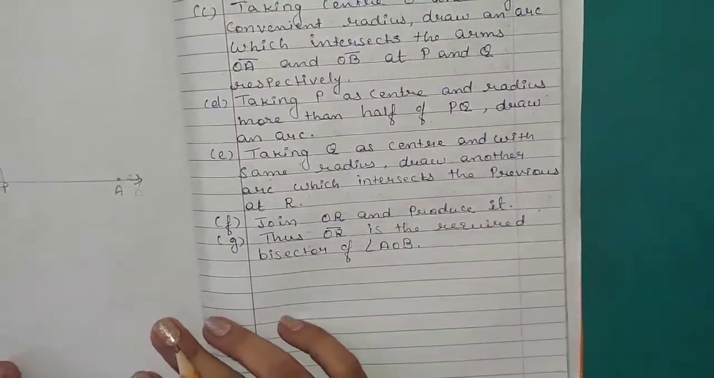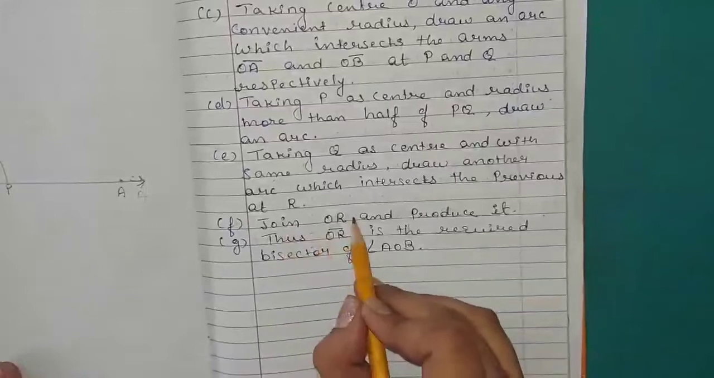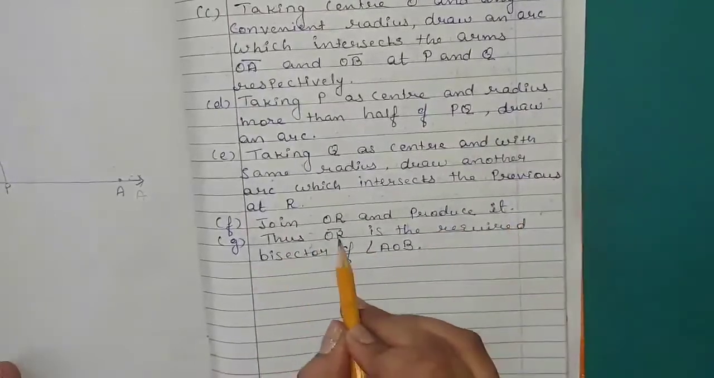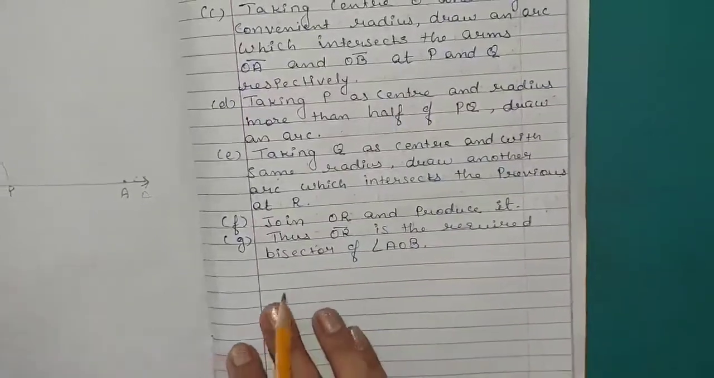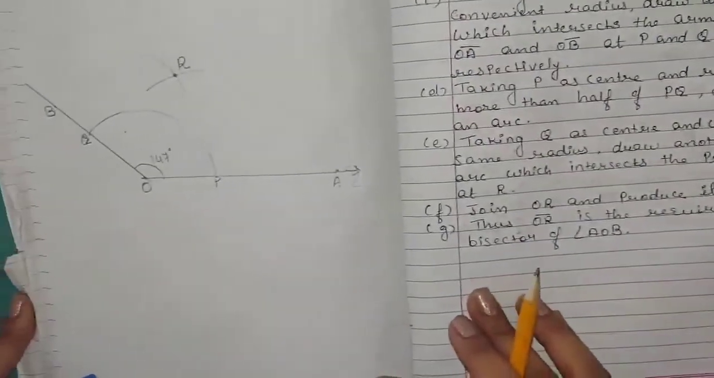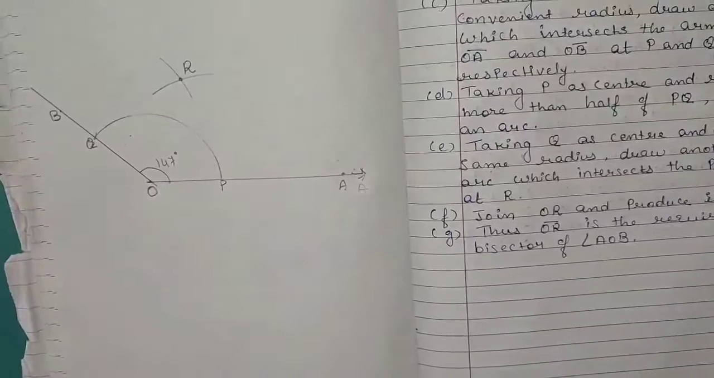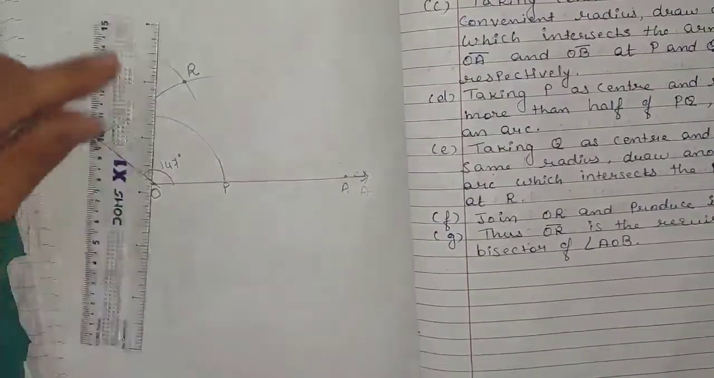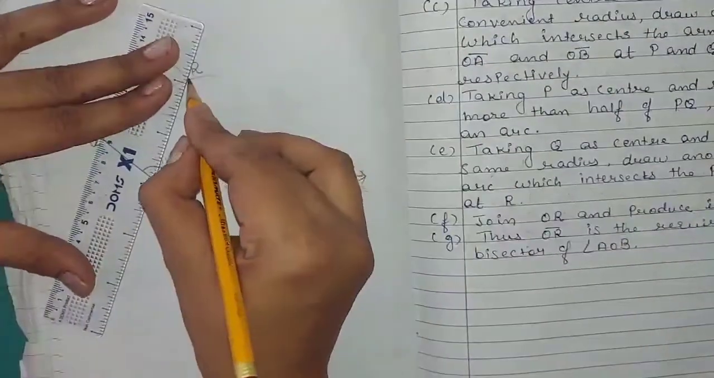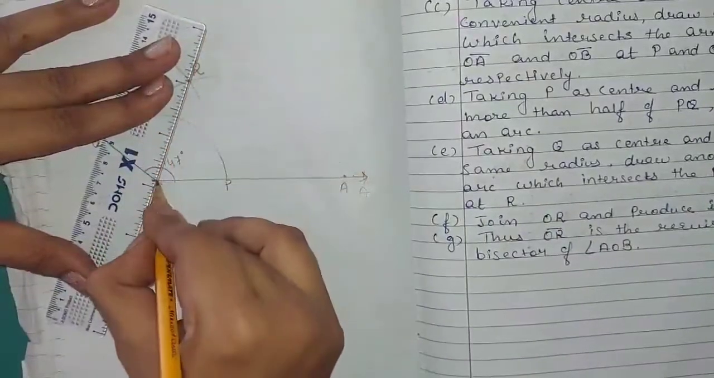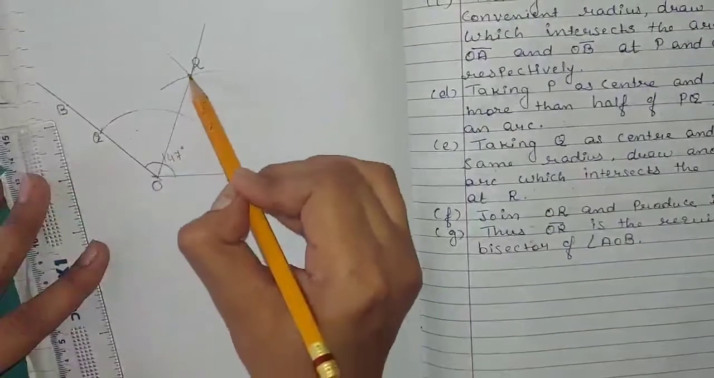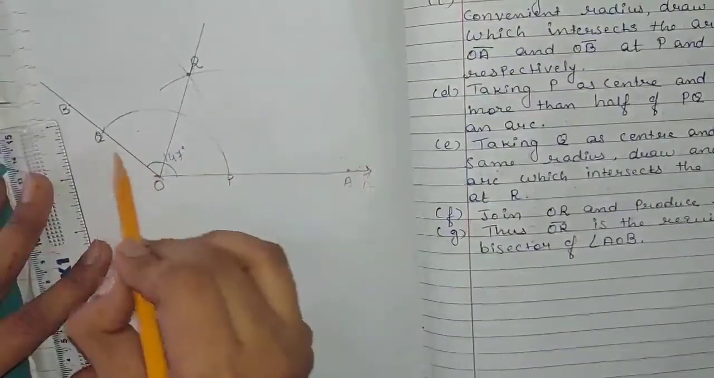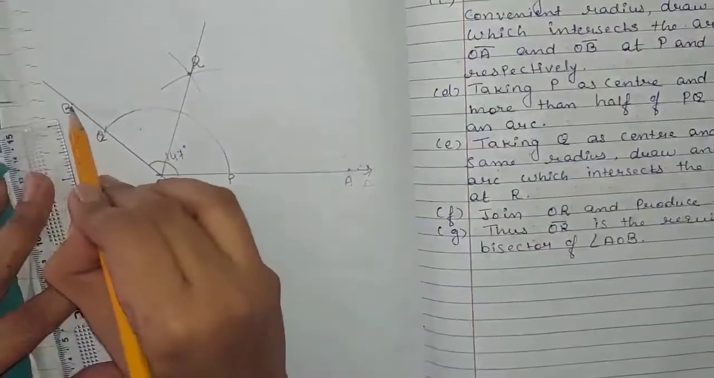Last step: join OR and produce it. Thus, line segment OR is the required bisector of angle AOB. So here, what do we have to do in this step? We have to join OR. So let us join this OR. And thus, line segment OR is the required bisector of angle AOB.